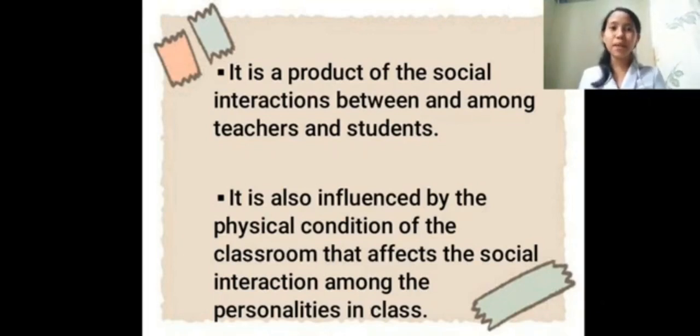Lastly, the classroom climate is also influenced by the physical condition of the classroom that affects the social interaction among the personalities in class. Of course, if the classroom is dirty and everyone can smell a bad odor inside the classroom, then no one would want to talk and focus on learning. Then we could say that the classroom climate is negative, cold, or distant. And that's how the classroom climate is being influenced by the physical condition of the classroom that also affects the social interaction among the personalities in class.